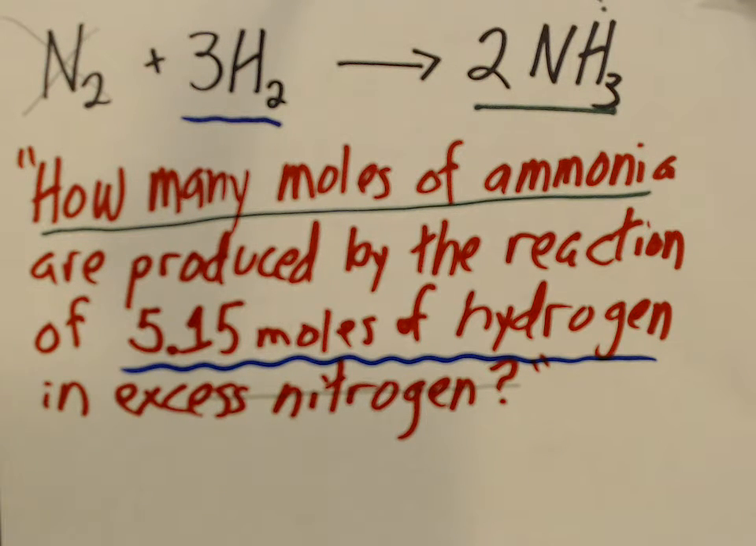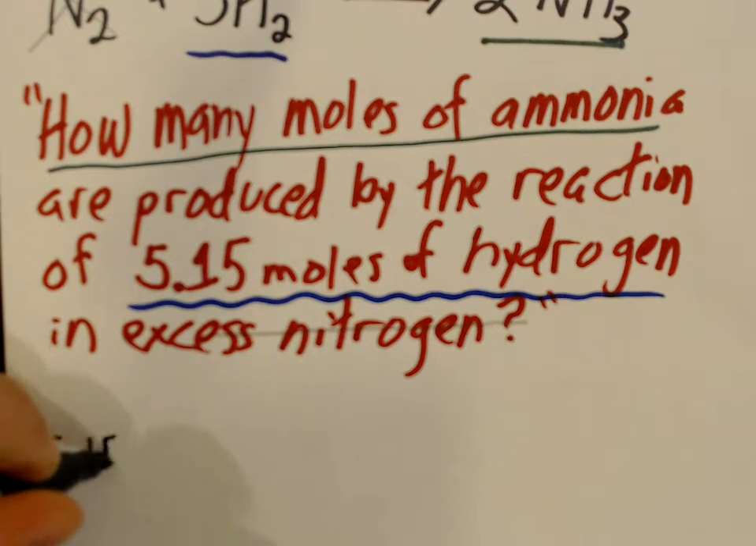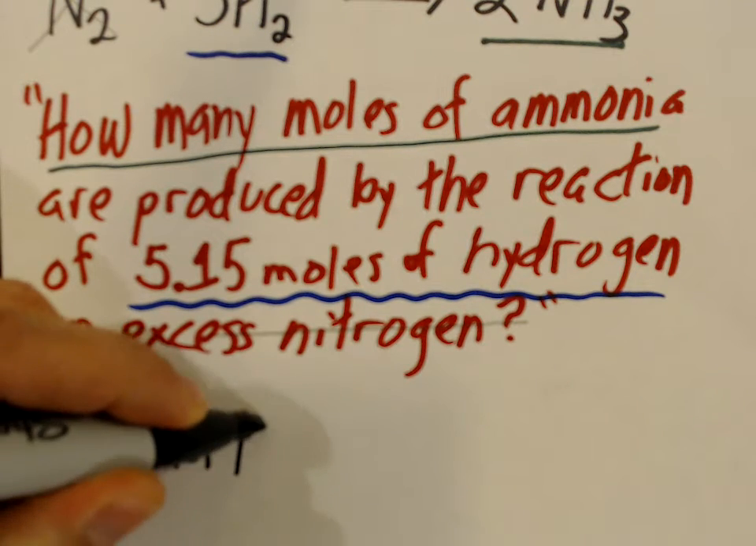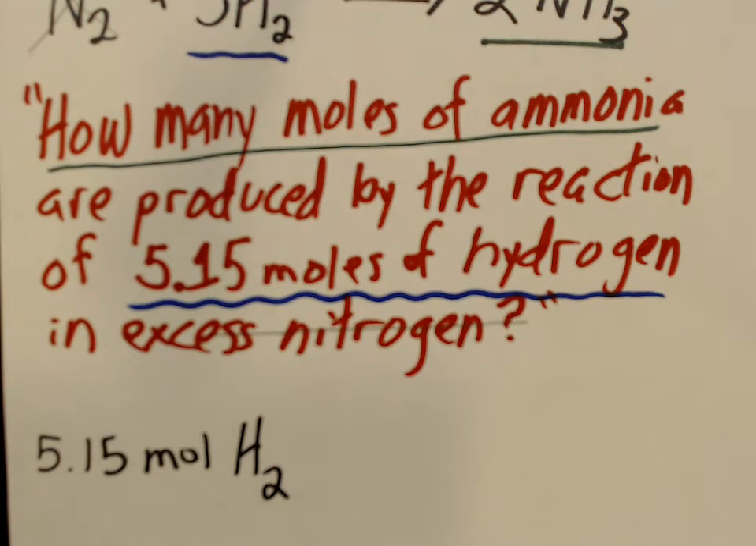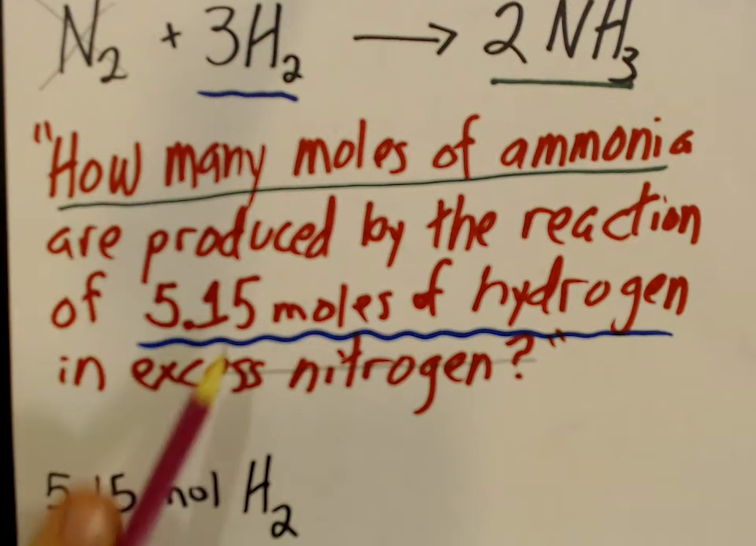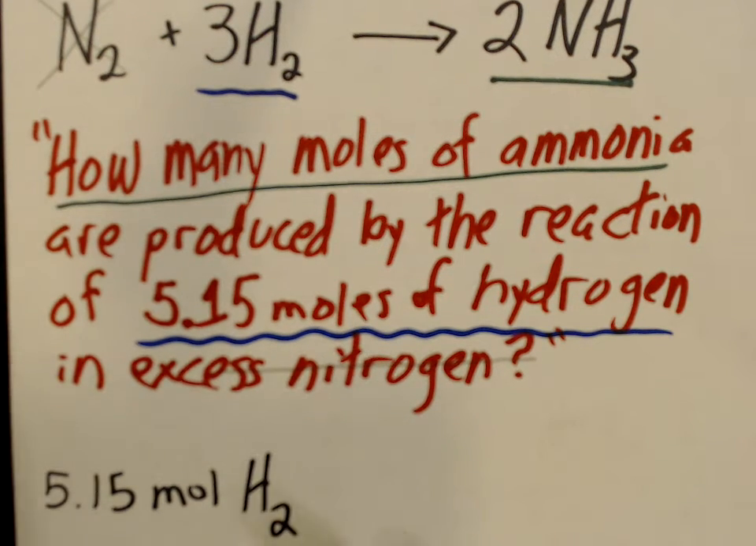First, write down the given quantity. 5.15 moles of hydrogen, H2. Wait a minute, Mr. Moffat. What happened to that 3? Well, that 3 is a coefficient. It's not part of the formula. So we don't need the 3 here. Do not put the 3 here. That 3 comes in later.